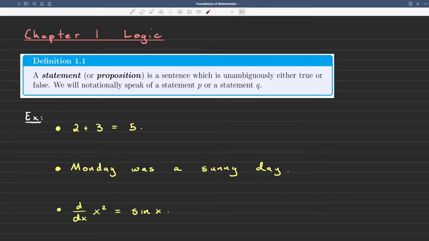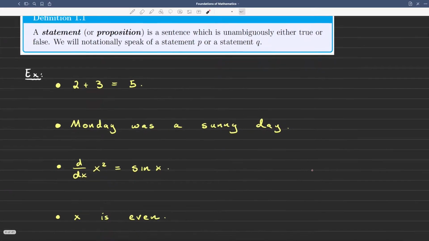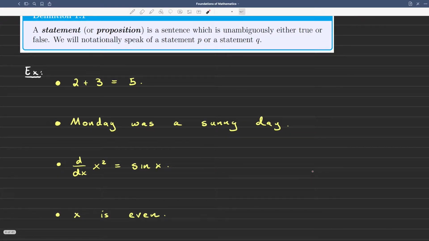So the first part of that example is the sentence 2 plus 3 equals 5. So the question is, is this a statement in this logical mathematical sense? Is it a sentence which is unambiguously true or false? Well, I think this is definitely a statement. So I'd say yes. And if it is a statement, it has to be either true or false, unambiguously. And this is a true statement.